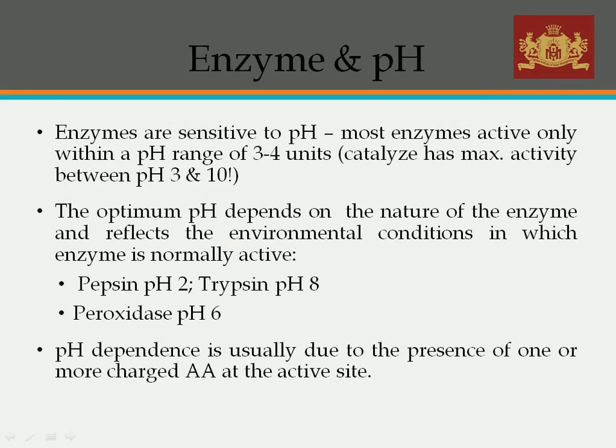Enzymes are sensitive to pH. Most enzymes are active only within a pH range of 3-4 units. Catalase has max activity between pH 3 and 10. The optimum pH depends on the nature of the enzyme and reflects the environmental conditions in which the enzyme is normally active. Pepsin pH 2, trypsin pH 8, peroxidase pH 6. pH dependence is usually due to the presence of one or more charged amino acids at the active site.